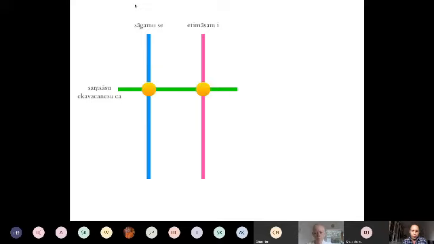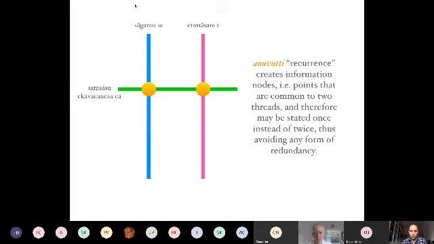So you see that here there are intersections or nodes, because anubhuti or recurrence is used to create information nodes. Nodes, that means these intersections. These are points that are common to two threads and therefore may be stated once instead of twice, thus avoiding any form of redundancy. That means we are avoiding repeating the same words because there's already an intersection, and that saves time or energy, as you wish. It saves words. We can say more with less. And that's the whole point of anubhuti, that is recurrence.